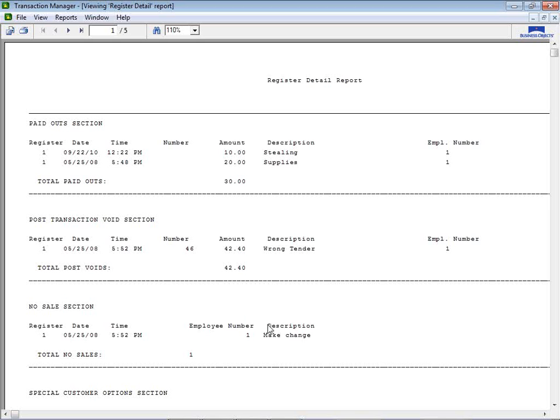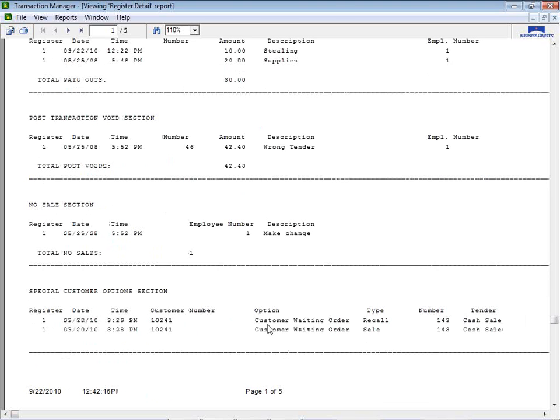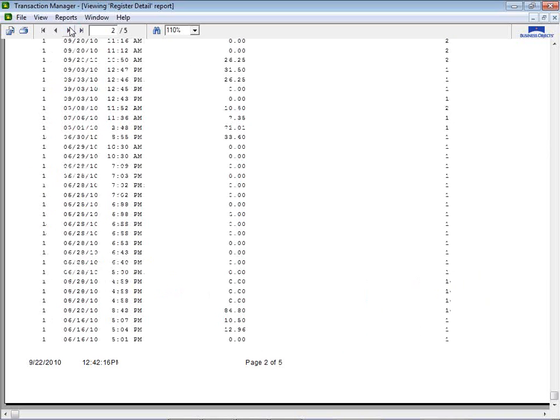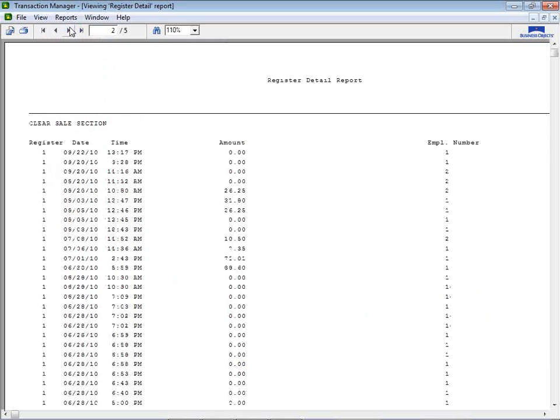Every time somebody does a no sale to open a drawer, even though that's a very common operation, we're going to track it for you. When they do customer special options, like for example, making a special order or recalling it, that also shows up. Let's go on to the next page. You can see there's quite a few pages here, and there's a whole big section here of clear sales. Now, as somebody who does demos a lot, you wind up doing a lot of clear sales.